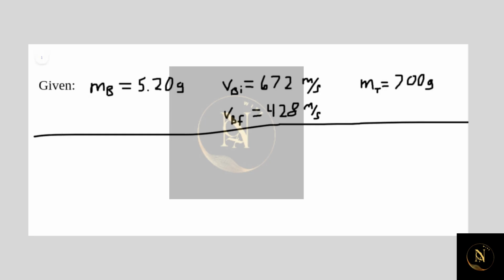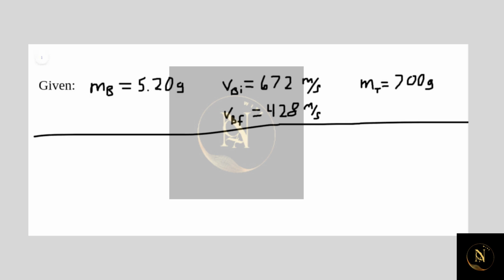Our question says that we have a 5.2 gram bullet, which I label as M sub B, moving at an initial velocity of 672 meters per second, which I write as VB sub I for the initial velocity of the bullet. And it's moving towards a wooden block at rest on a frictionless surface that weighs 700 grams. So I call this block the target, since that's the target of the bullet. So I write it as M sub T for the mass of the target, and that's equal to 700 grams.